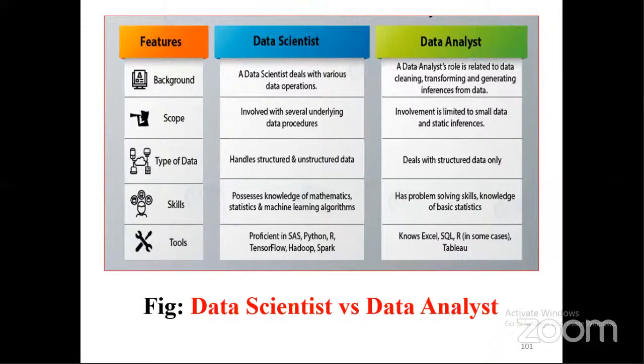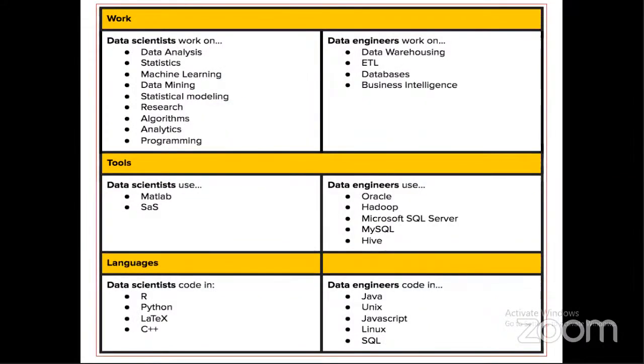So this is the work and each person's responsibilities. A data scientist is performing data analysis, statistics, machine learning, data mining, statistical modeling, research algorithms, analytics, programming. Data engineer works on data warehousing, ETL tools. I think everybody knows, extraction, transformation, loading tools: Informatica, Hive, HBase, Cassandra, etc. Databases, business intelligence. Data scientist uses MATLAB, SAS, software analysis, statistics. Data engineers use Oracle, Hadoop, Microsoft SQL Server, MySQL, Hive. Languages like R, Python, LaTeX, C++; data engineers, Java, Linux, etc.